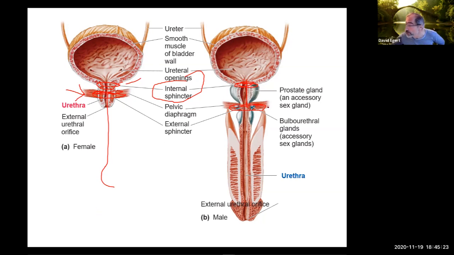And again, when we get to the male, we're going to see there's a lot more going on. This little space between the internal and external urethral sphincters is where we're going to mix all the different components of the semen in the, we'll call it the emission phase of ejaculation, before the expulsion phase, where you actually have the white goo come out.